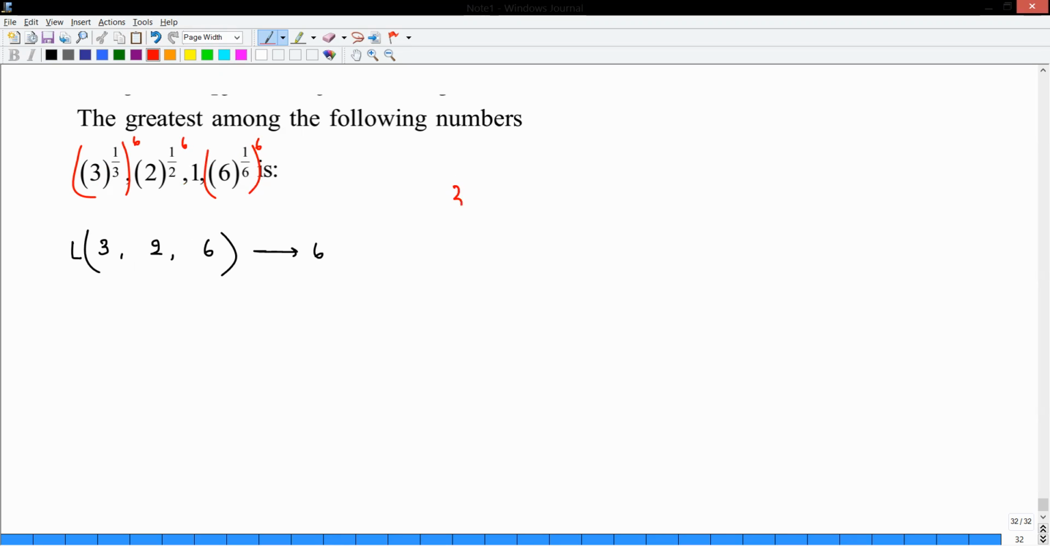What happens? This becomes 3 square because 6 by 3 is 2. 2 cube, and 1 to the power of 6 anyway. It is asking you the greatest. 9 is greatest, therefore 3 power 1 by 3 is the greatest.